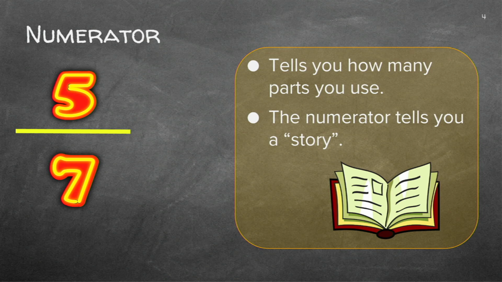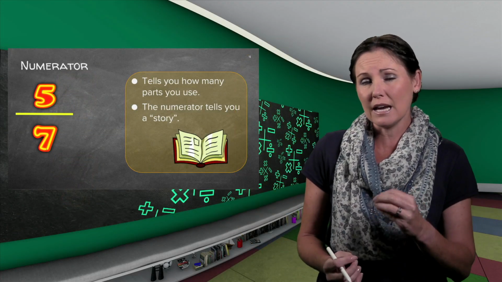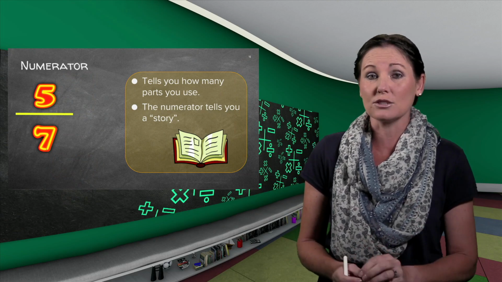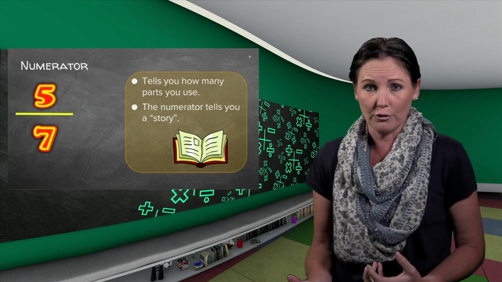Now I always tell the kids, the numerator tells you a story. It tells you what happened to this whole. How many did I eat? How many did I shade? So it's telling you a story, the numerator. So the numerator is what I used, what I gave away, what I still have left over.